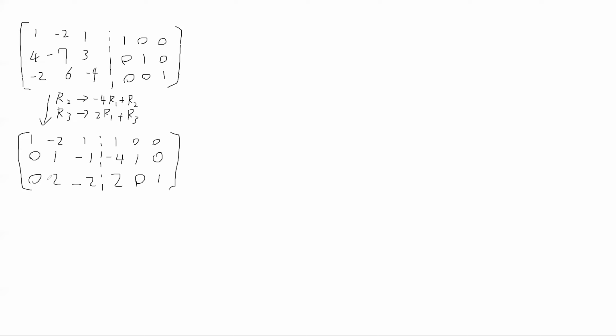Okay. Now we want this to be a 0, right? So R3 is going to be -2 times R2 plus R3. 1, -2, 1, 1, 0, 0, 0, 1, -1, -4, 1, 0. Okay, so that's 0. Multiplied by -2 plus 2, 0. Multiplied by -2, that's a 2 plus 2, and plus -2, that's a 0.